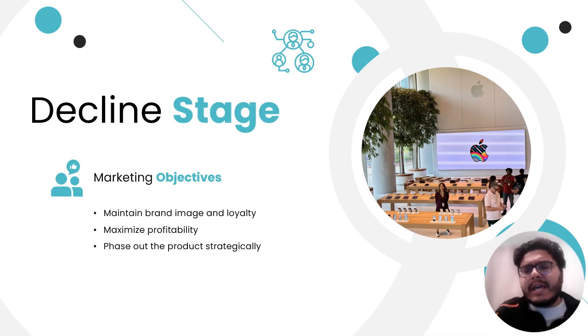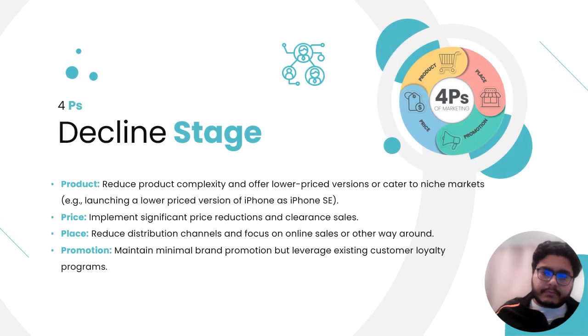And if you're phasing that product out, what Apple does is that they launch a new product and then they phase the old product out slowly. So that is something they have been doing, and they have been very successful about it. Talking about the 4 Ps at this stage, reduce product complexity and offer a lower price version of the product. So that is something that can be done.